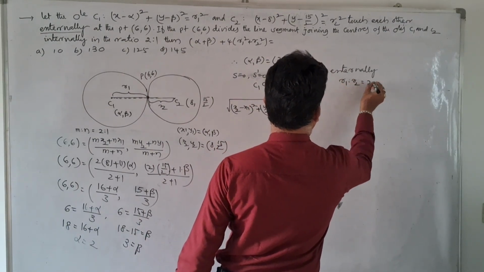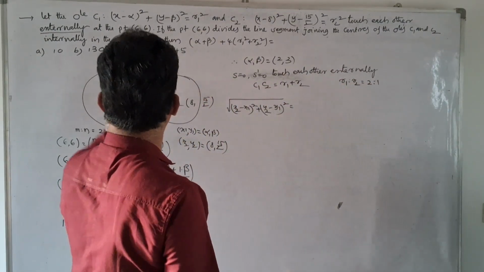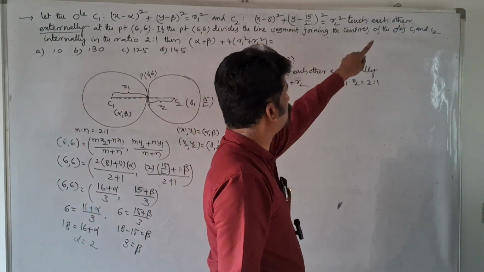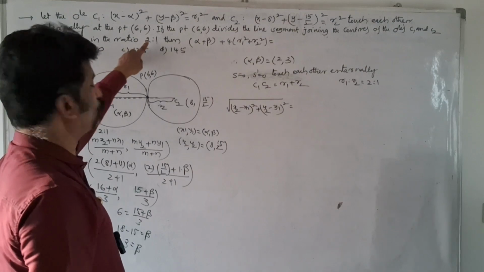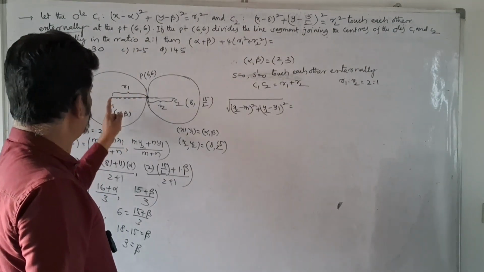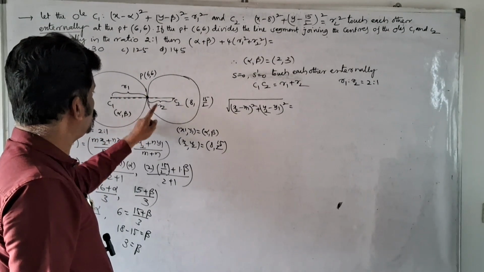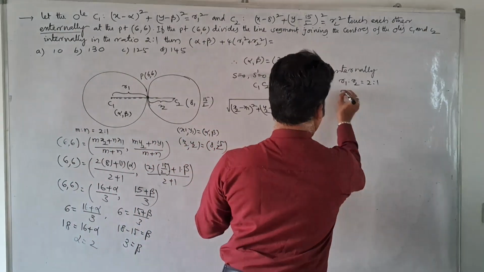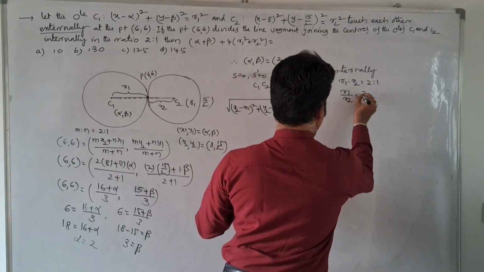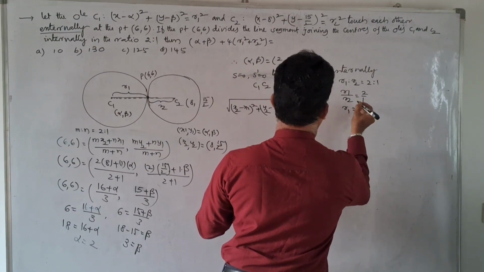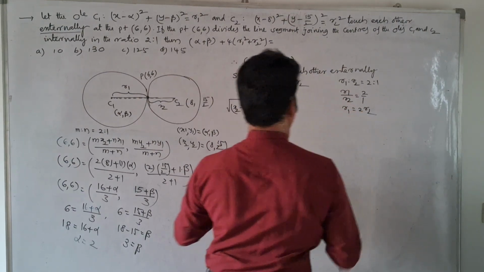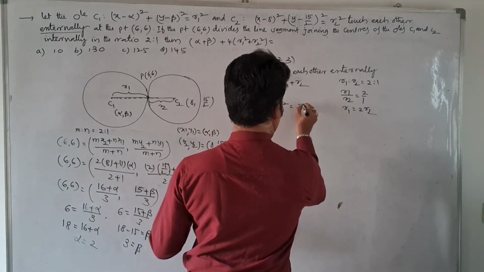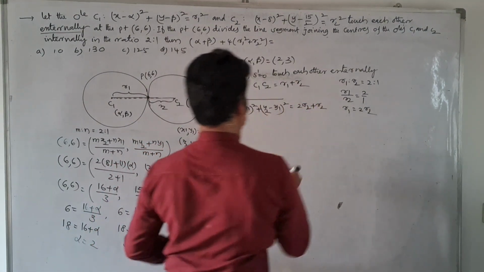Now here R1 is to R2 is in the ratio 2:1. Why? Because look at the board. The point (6, 6) divides the line segment joining the centers of the circles internally in the ratio 2:1. Actually P divides C1C2 in the ratio R1 is to R2 internally. So R1 is to R2 equal to 2:1, so R1 by R2 is equal to 2 by 1. So R1 is equal to how much? 2R2.